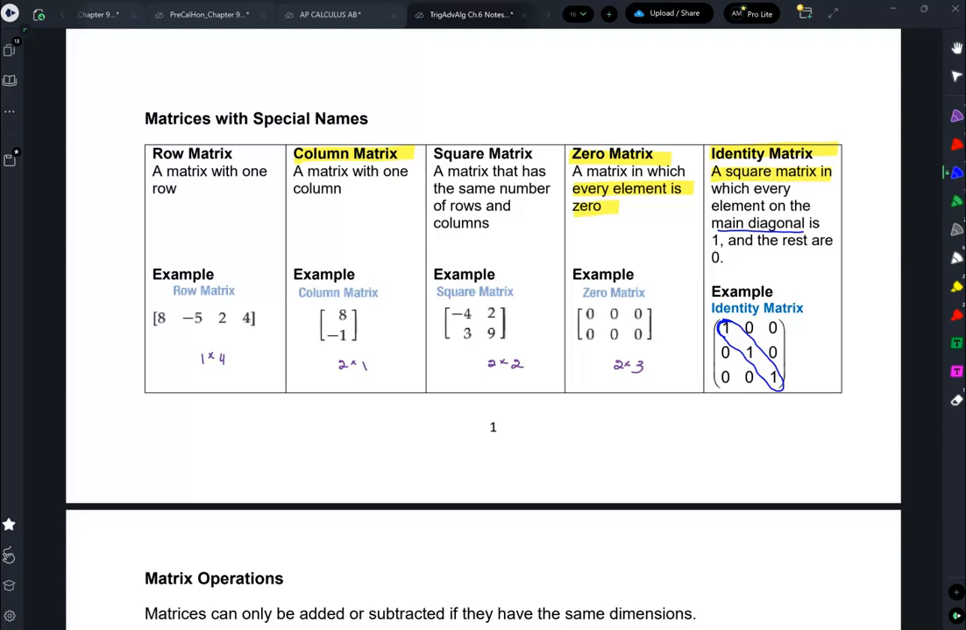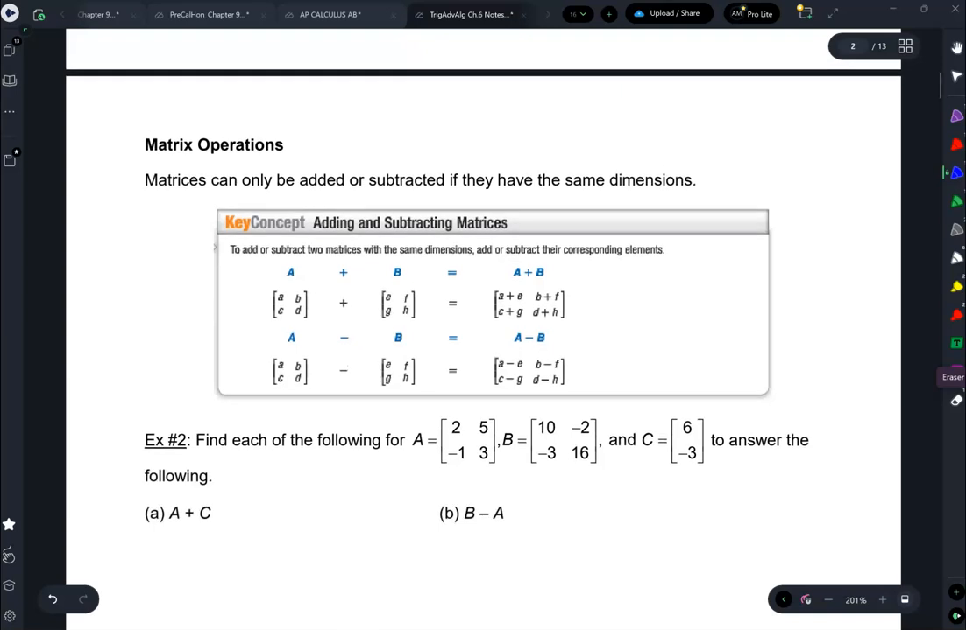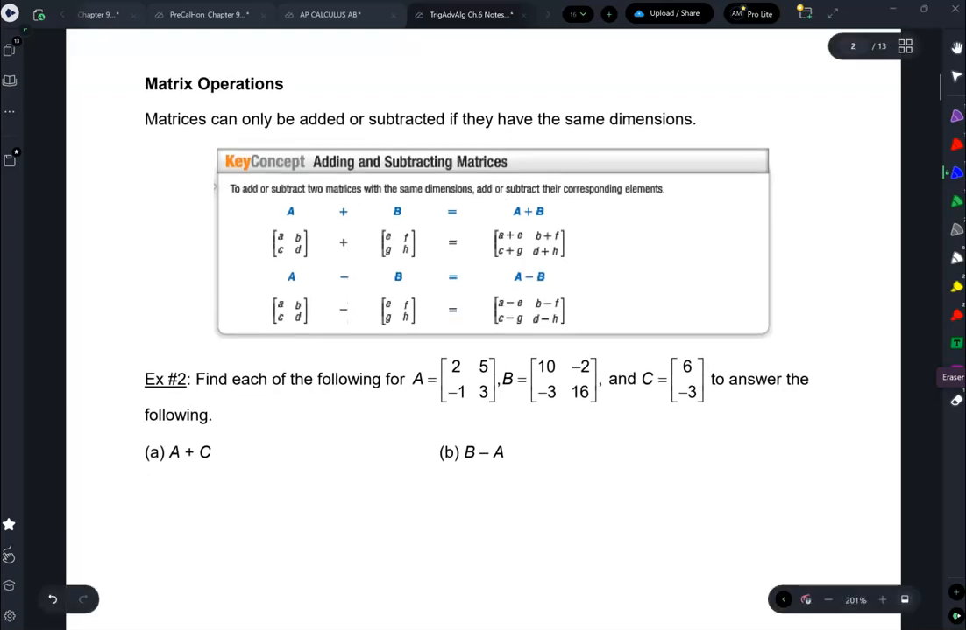Okay, so let's talk about matrix operations. Matrices can be added or subtracted, but only if they have the same dimensions. So a 2 by 2 with a 2 by 2, a 3 by 5 with a 3 by 5. The reason for that is the following. When you're adding two matrices, the result is also a matrix of the same size. So if I have a 2 by 2 and a 2 by 2, the sum is another 2 by 2.